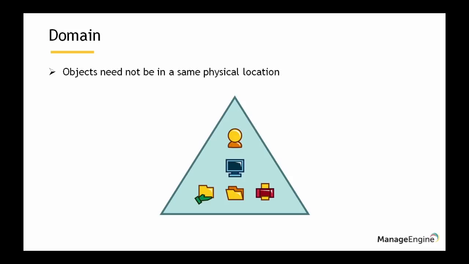And also, the objects need not be in the same physical location. You can have a site in California, and another site in London, and another site in India, and another one in Australia. And all these sites can still be part of the same domain. So that's another advantage of having an Active Directory service.